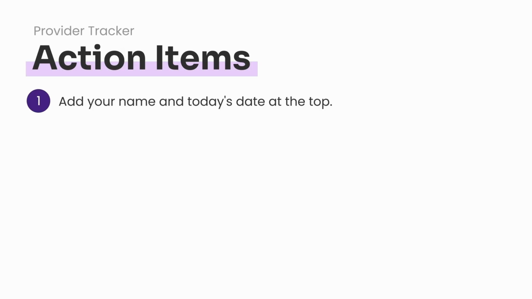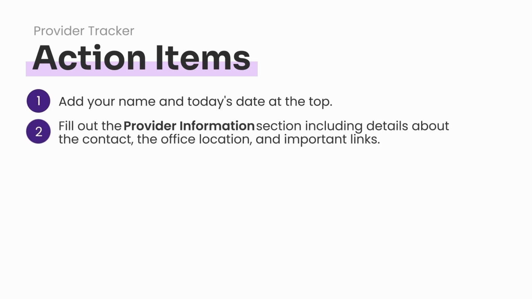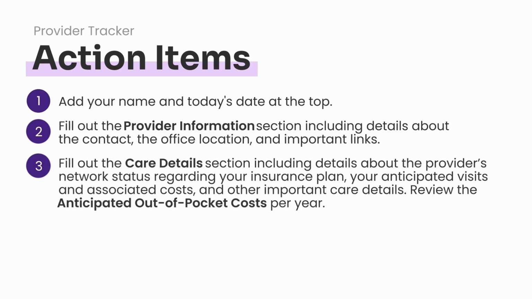First, again, add your name and today's date at the top of the sheet. And second, fill out the provider information section, including your details about the contact, the office location, and important links regarding your providers. And your very last action item to wrap up the entire worksheet is to fill out the care details section, including information about the provider's network status regarding your insurance plan, your anticipated visits for the year and associated costs, and any other important care details. Review the anticipated out-of-pocket cost per year just for your benefit to anticipate those upcoming medical costs.